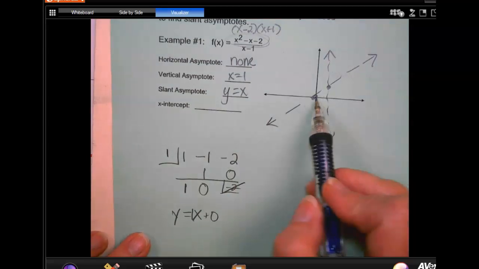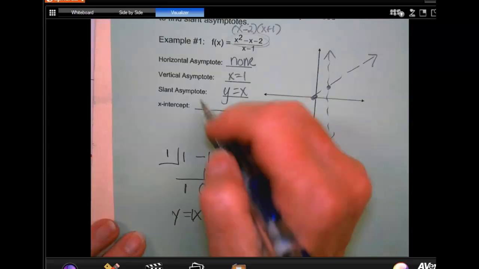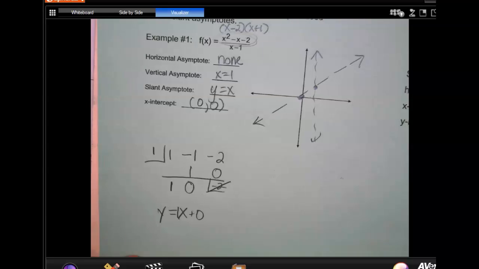And now, if the y-intercept is 0, 0, what's the x-intercept? 0, 0. On your quiz, some of you don't have that. I don't understand. Some of you had 0, 0 for one, and then like 0, 5 for the other one. They have to match. They have to match. All right.